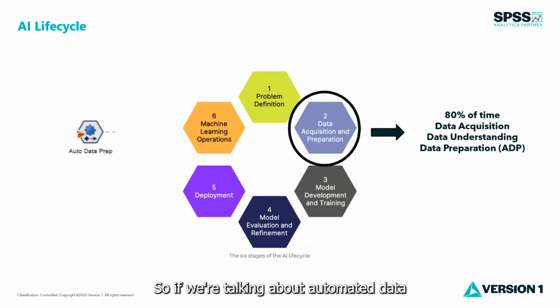So if we're talking about automated data preparation, we want to start by talking about the AI lifecycle. So here is the auto data prep node, and here's the AI lifecycle. And you can see there's 6 phases. So we start with the problem definition, followed by data acquisition and preparation. Then we have model development and training, then model evaluation and refinement, deployment, and finally, machine learning operations.